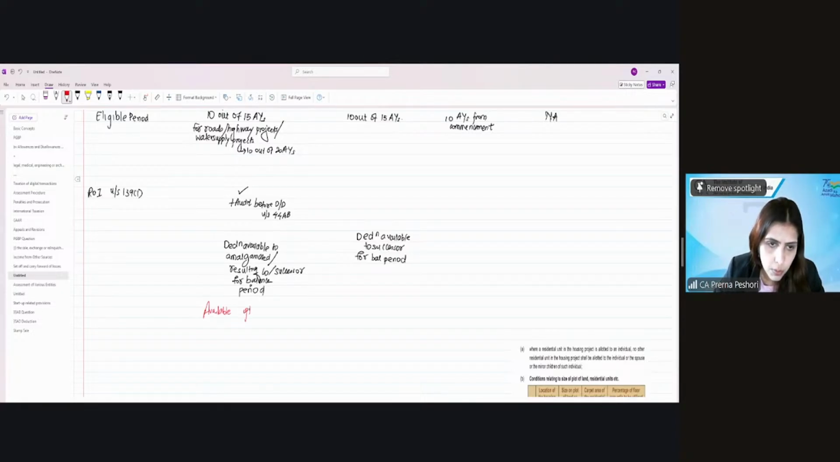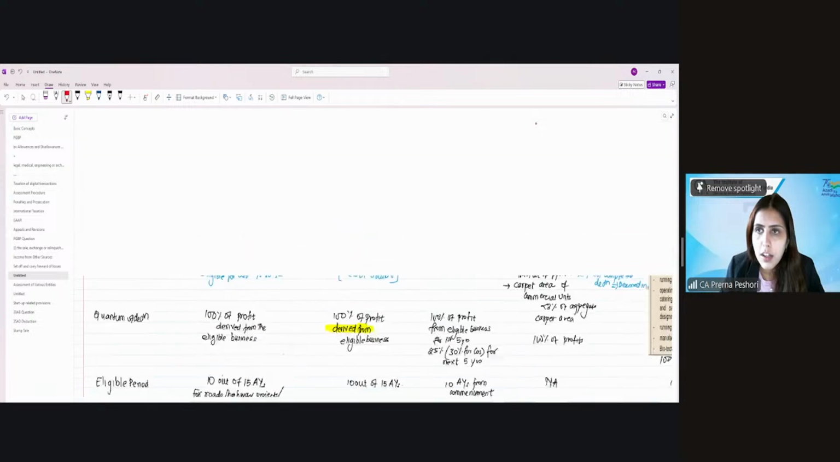Available up to 1/4/2017, or you can write like this: available if business starts operation before 1/4/2007. Is this clear? Fine.